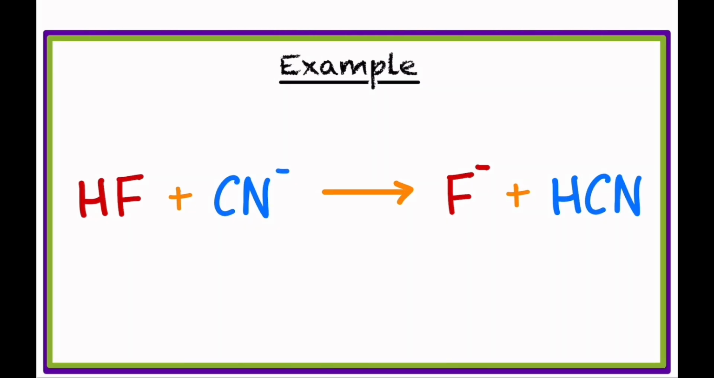Here is a second example. We have hydrogen fluoride, or HF, and cyanide, or CN-. On the reactant side, HF is the acid that donates its hydrogen, while CN- is the base that accepts that hydrogen. Now, as a result of this, HF becomes just F- on the product side, while CN- becomes HCN on the product side. F- is the conjugate base, while HCN is the conjugate acid.